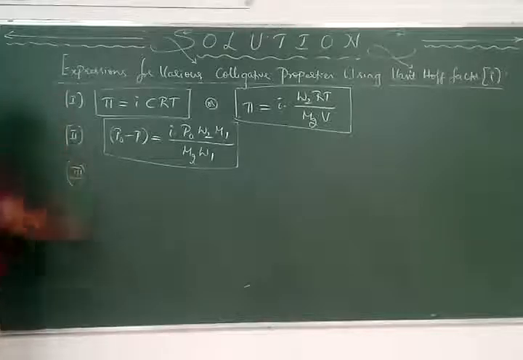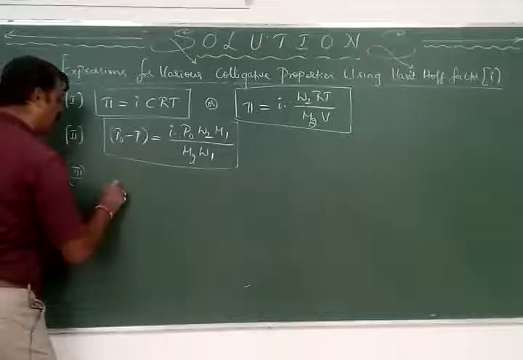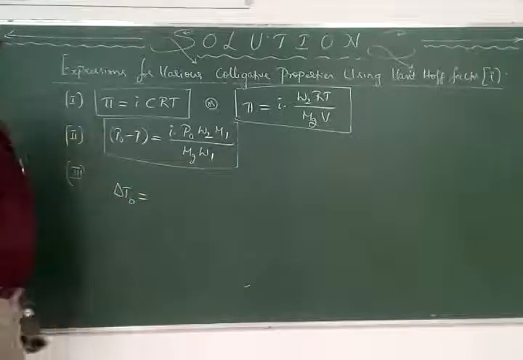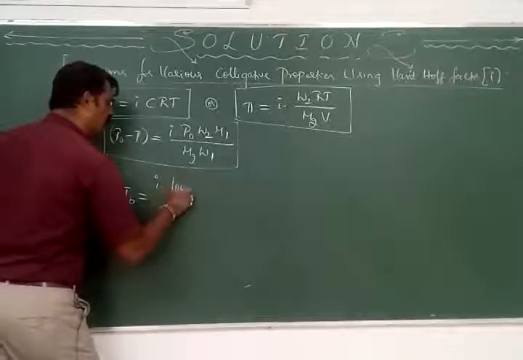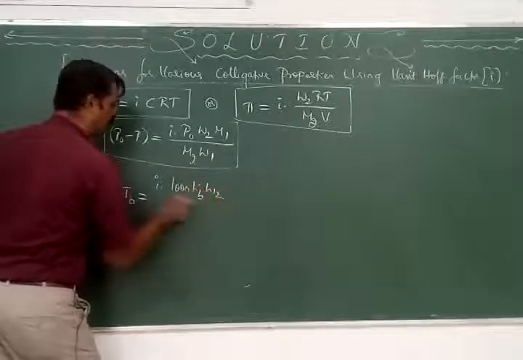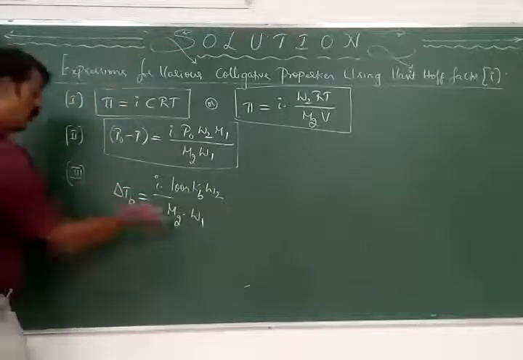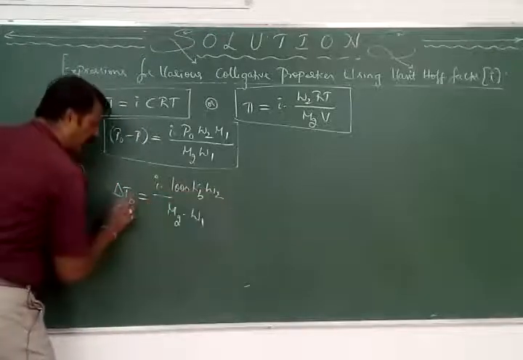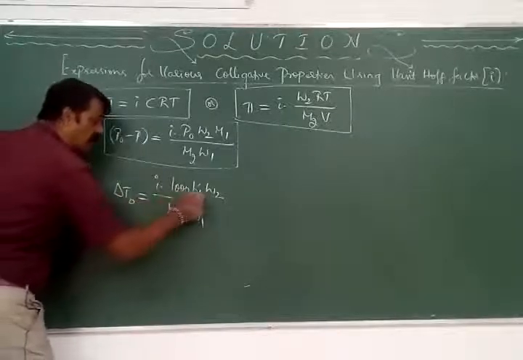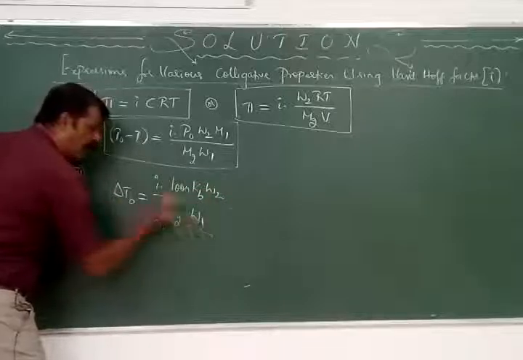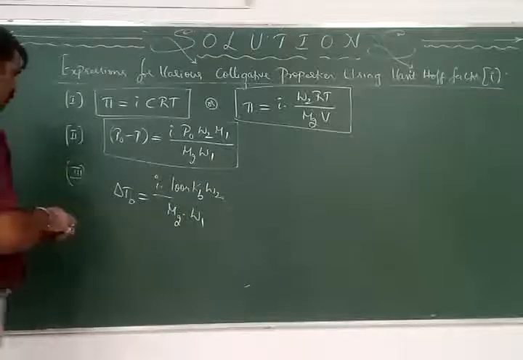Then with respect to the elevation in boiling point. Elevation of what point? Boiling point. Delta TB is equal to i into 1000 times the value of Kb W2 divided by M2 into W1. Previously I mentioned M2 is equal to 1000 Kb W2 divided by delta TB into W1. But to get the elevation of boiling point, delta TB is equal to 1000 Kb W2 divided by M2 into W1. But if it is an electrolyte, we have to put the which factor? Van 't Hoff factor. So this is one concept here.